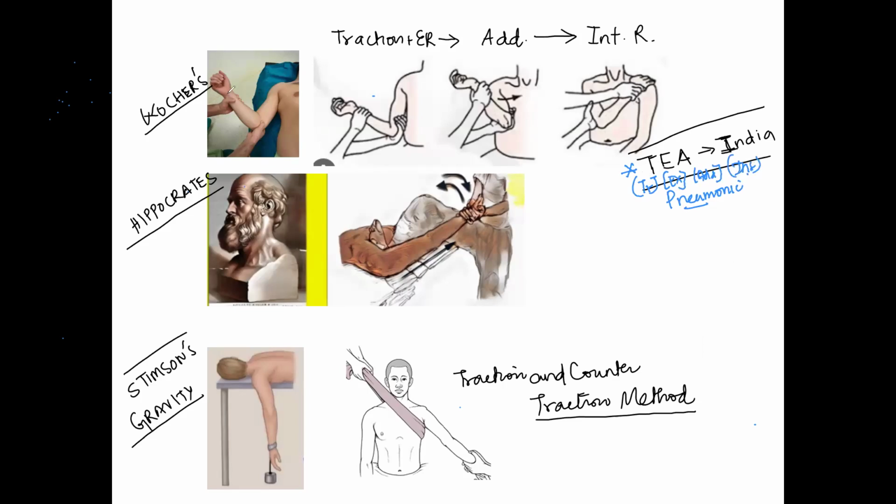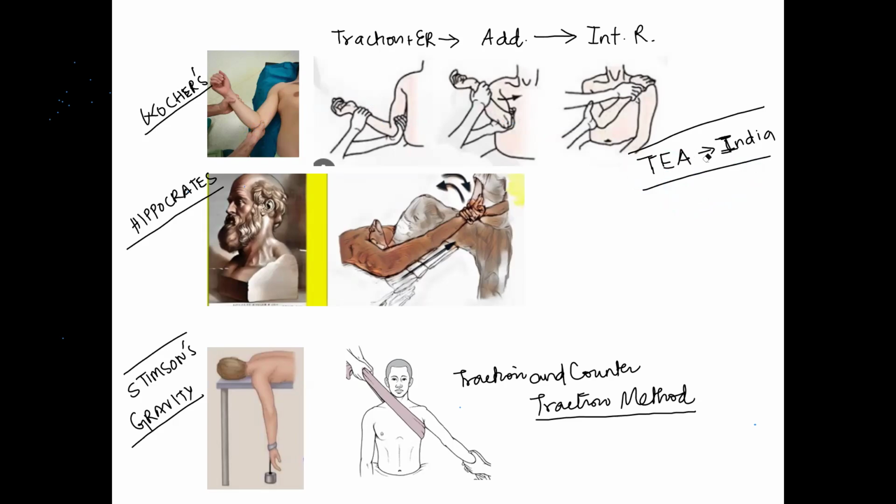If you see here, this is the position of the shoulder. First we give traction in line, traction like this, and we go for external rotation. Traction, external rotation. Then we are adducting it, then we are internally rotating it. This series of movements is very important and it will be asked in your exam also. So how will you remember? Traction, external rotation, adduction, and internal rotation.